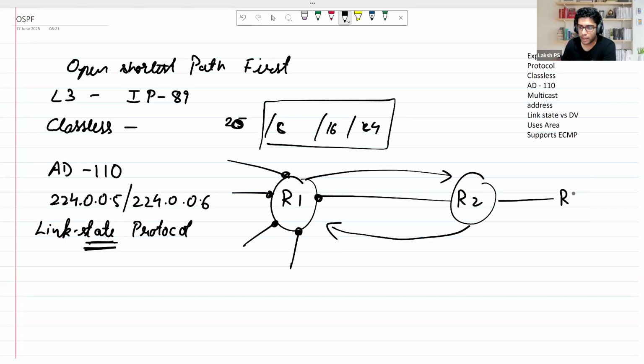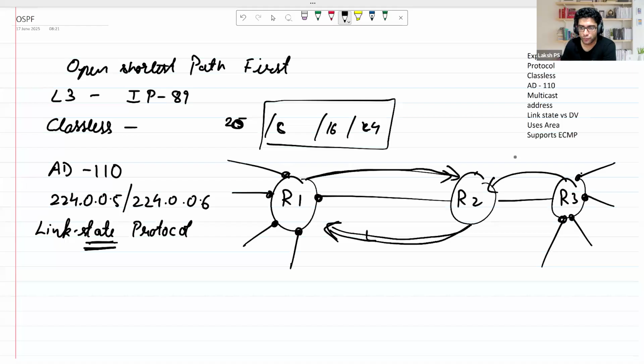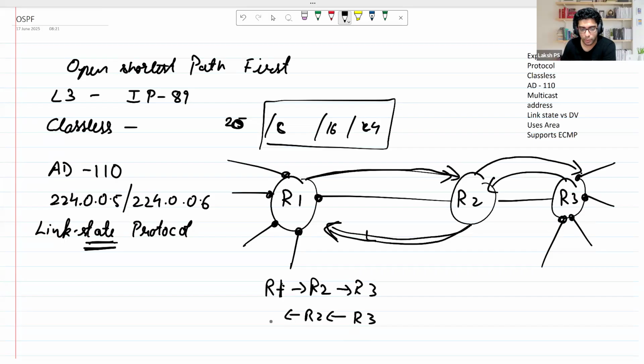Now imagine if I have R3 over here, R3 also has different links. So R3 will share the information of the states of these links with R2. R2, along with its own links, will also share the information of R3's links to R1. Similarly, whatever information R1 is sending to R2, R2 is forwarding that to R3. So what is happening? R1 automatically knows about R2, and it also knows about R3. Similarly, R3 automatically knows about R2, and it also knows about R1.